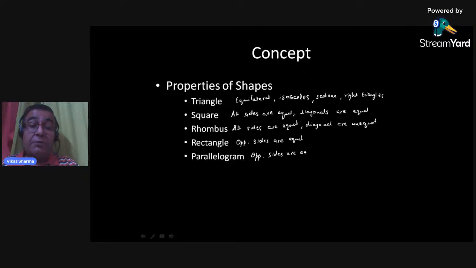But again, how do we distinguish between a rectangle and a parallelogram? Using the same thing, we don't have any way of measuring the angles, but we can measure the diagonals using the distance formula. So in case of a rectangle, the diagonals are equal, and in case of a parallelogram, the diagonals are unequal.